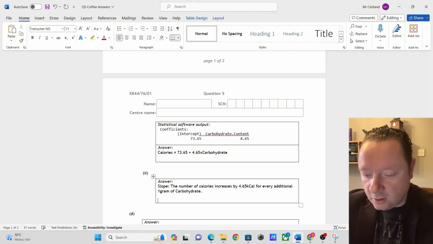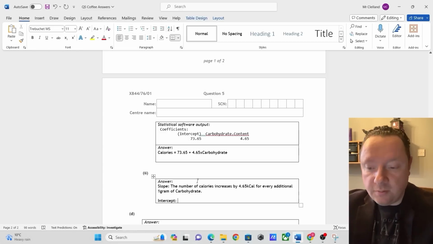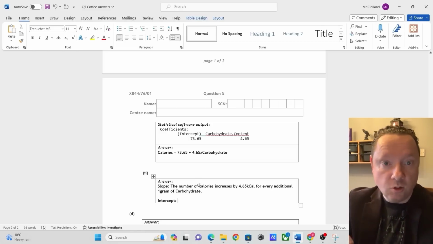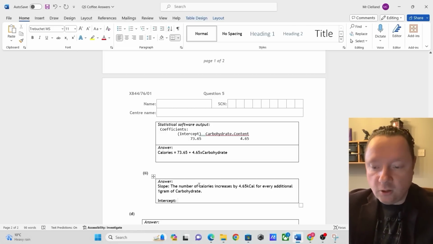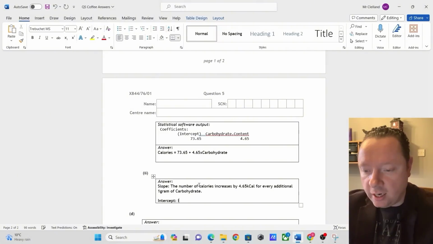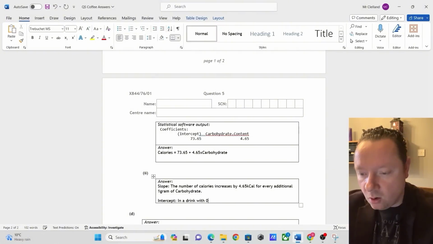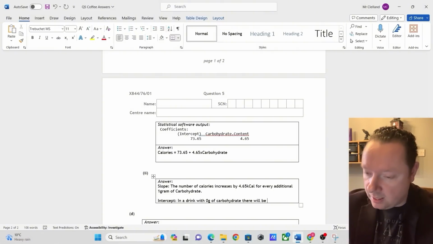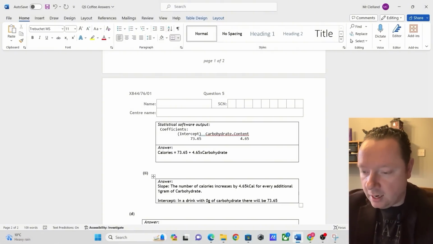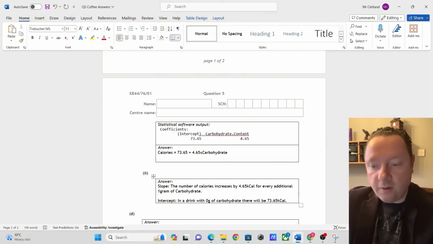Okay, the y-intercept, or we'll just write intercept. So the intercept is the first number, 73.65. That tells you what happens when there's no x, no carbohydrate. So in a drink with 0 grams of carbohydrate, there will be 73.65 kilocalories. And that's all you need for that.